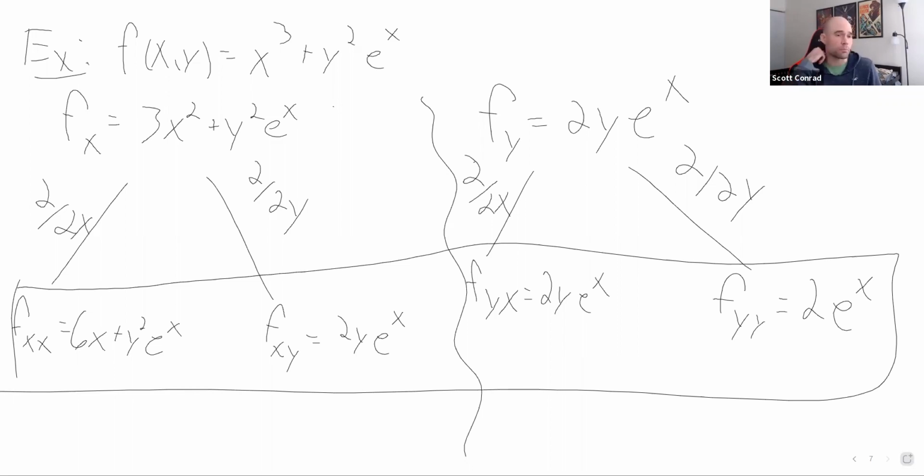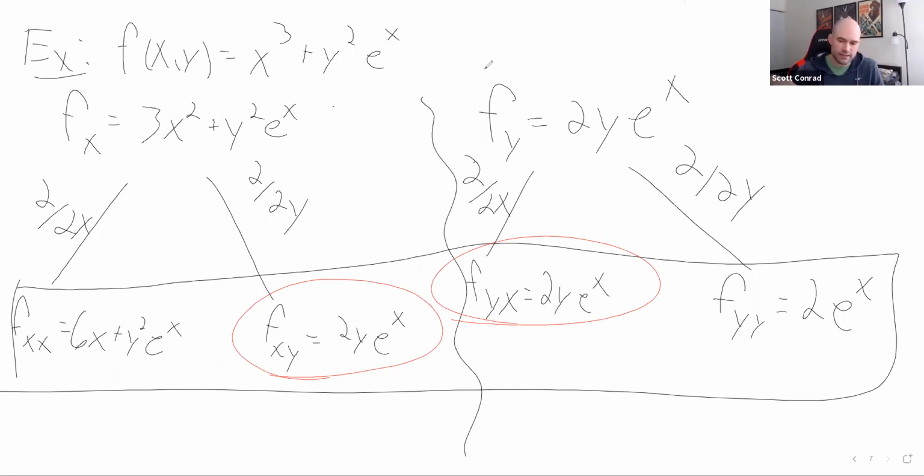So these are all the second order partials of this function. Notice in this case, f sub xy and f sub yx happen to be the same thing. They're both 2y e to the x.